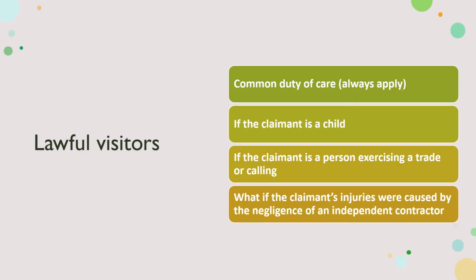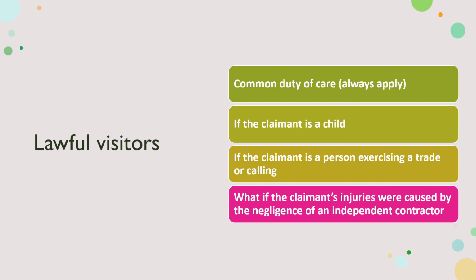And the final consideration is, what if the claimant's injuries were caused by the negligence of an independent contractor? So this is a way in which the occupier may seek to discharge his duty, in essence saying it's not my fault, it is the person who did the job's fault. So if somebody comes around and does your electricity, and then your friend comes around your house and is electrocuted when he tries to turn the light on, then it's within reason at least that it may be the fault of the independent contractor and not you.